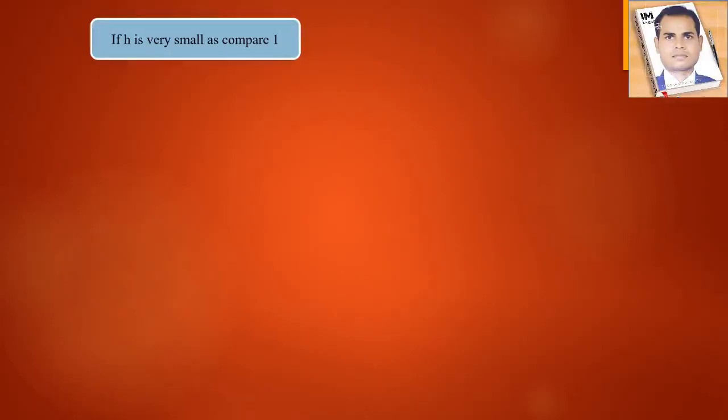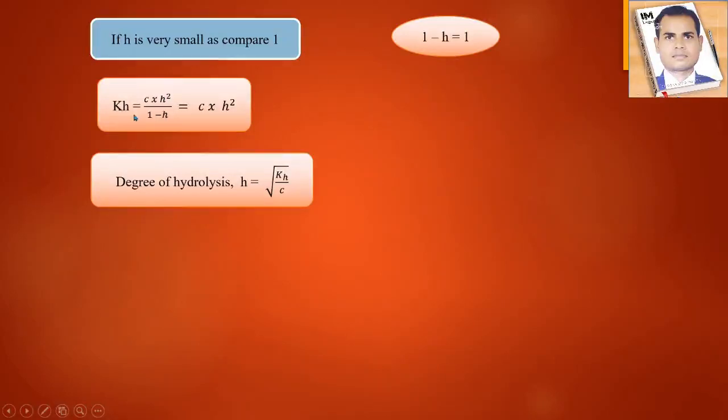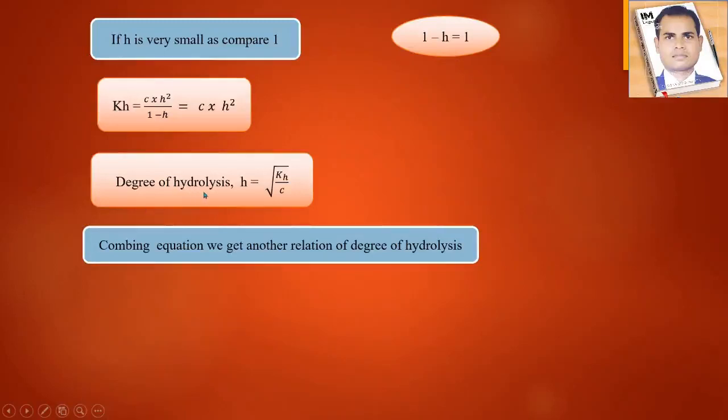And if h is very small as compared to 1, you will take 1 minus h approximately equal to 1. In this way you will write Kh is equal to c into h square, and here the degree of hydrolysis h is equal to under root of Kh divided by small c.